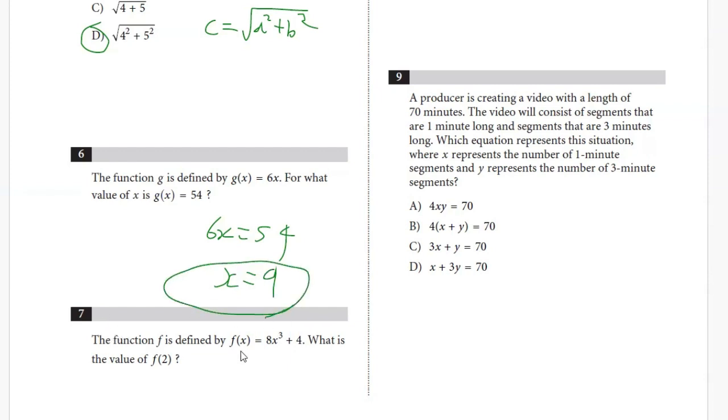The function f is defined by f of x is equal to 8x cubed plus 4. What is the value of f of 2? So put the 2 inside the function. It becomes 8... So for question 7, the correct answer here is 68.